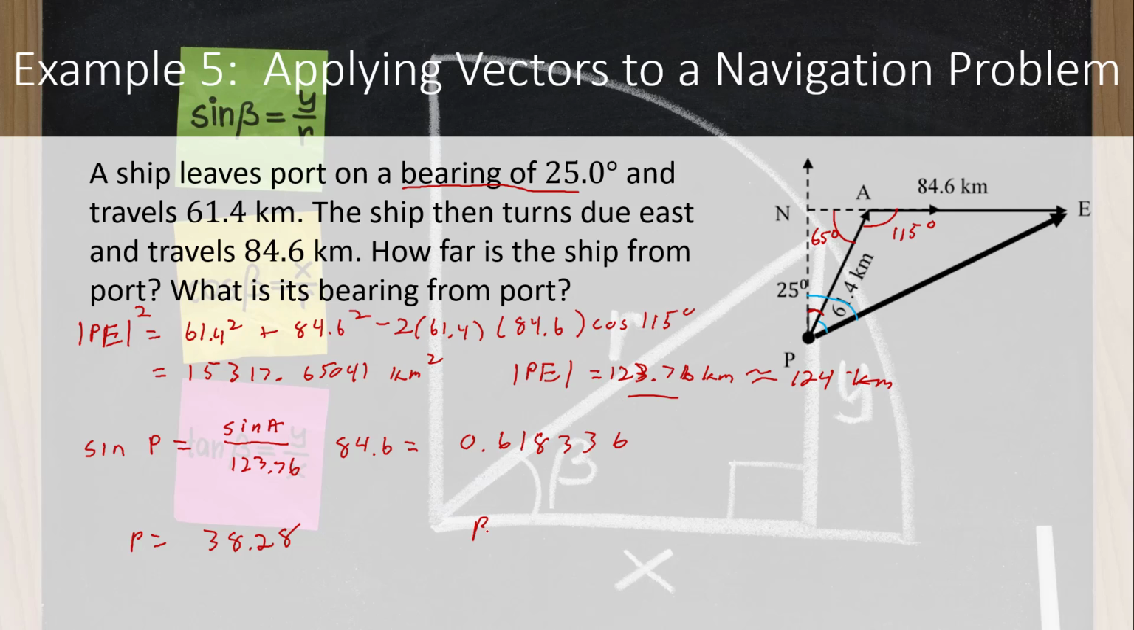Therefore, the bearing will be the distance from true north to this particular vector. That's going to be 25 degrees plus 38.28 degrees, and that will give us 63.28 degrees. And for this particular problem, we could round that to 63.3 degrees.